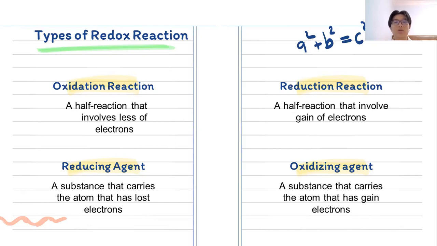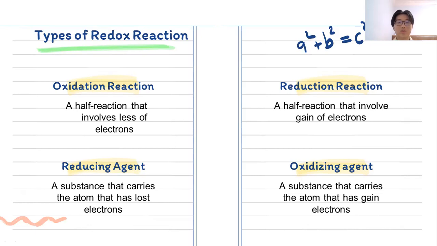The second type of redox reaction is the reduction reaction. So a reduction reaction is a half reaction that involves the gain of electrons. So in oxidation, there is a loss of electrons, and in a reduction reaction, we have a gain of electrons. The oxidizing agent is a substance that carries the atom that has gained electrons.